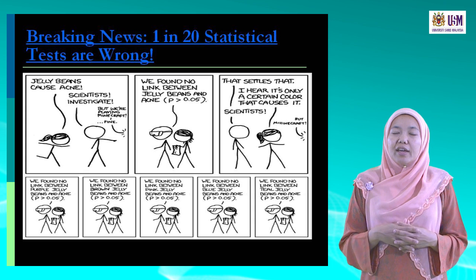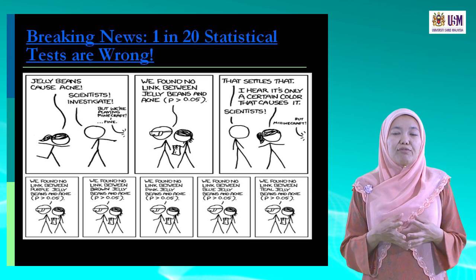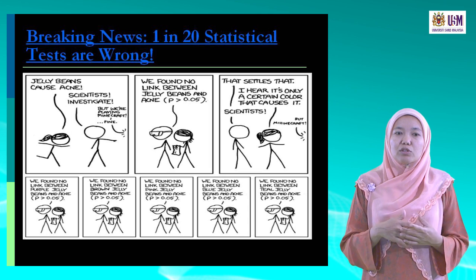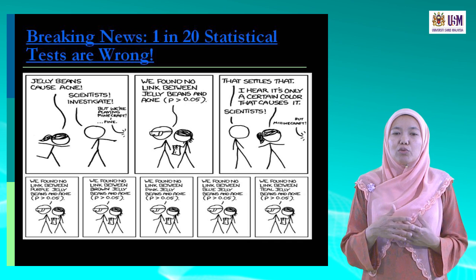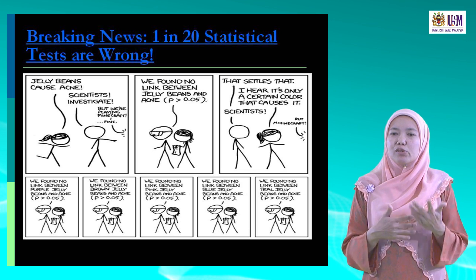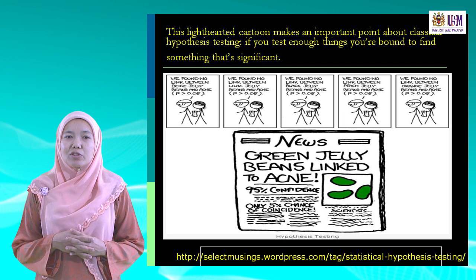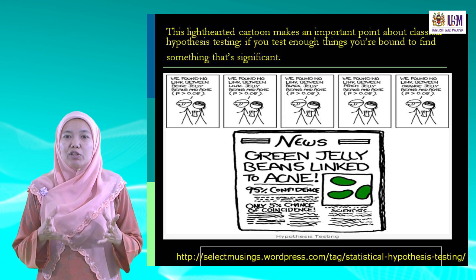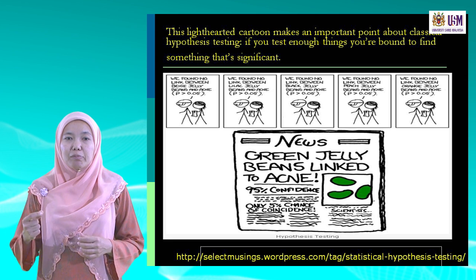And then let's say you continue further, since you have heard that it's only a certain color that causes acne. You do the test and you found no link between purple jelly beans and acne. You do brown jelly beans, and pink jelly beans, and so on and so forth. You found no link between them. This cartoon shares with you an important point about hypothesis testing: if you test enough things, you are bound to find something that is significant.